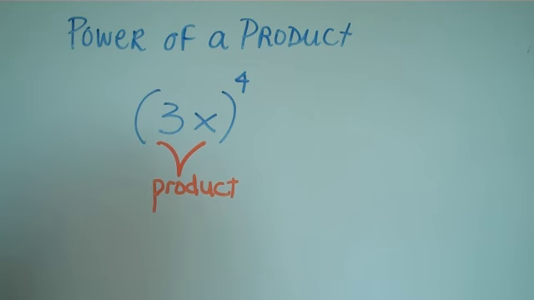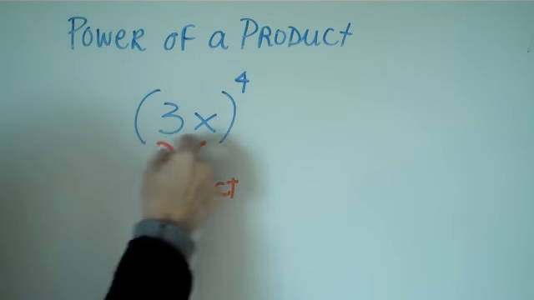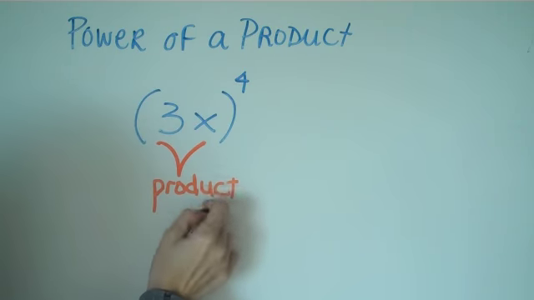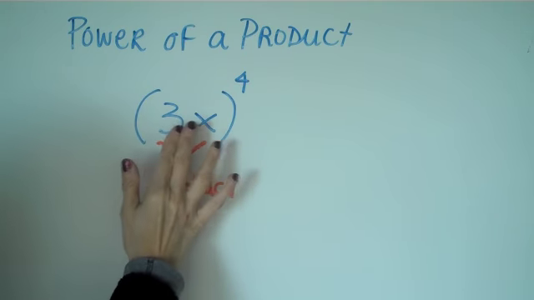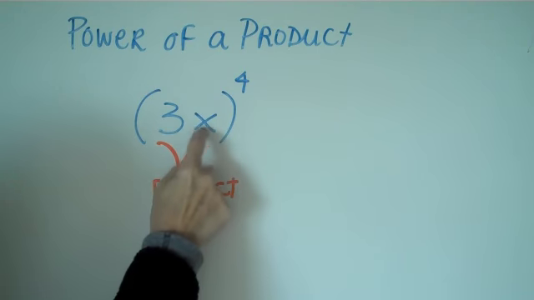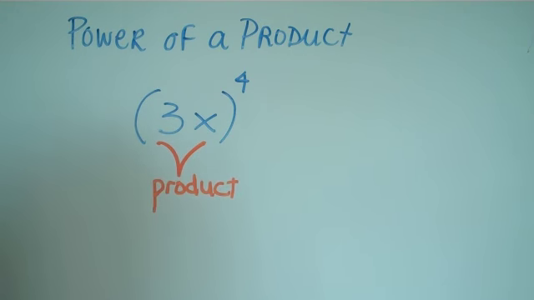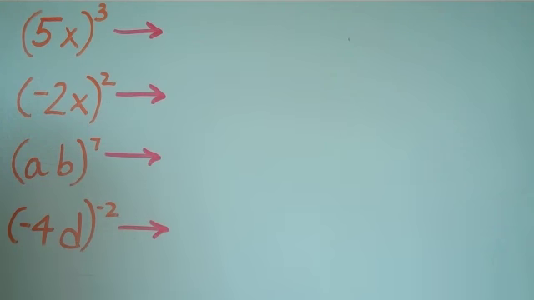This is called the power of a product. The reason why is because it's a power, right? There's a base and an exponent, but there's a product going on in here. This 3x means the 3 is multiplying by the x as well. So let's just talk about what this all means. I'll show you some examples. Don't be afraid of this because it's really not that bad at all.